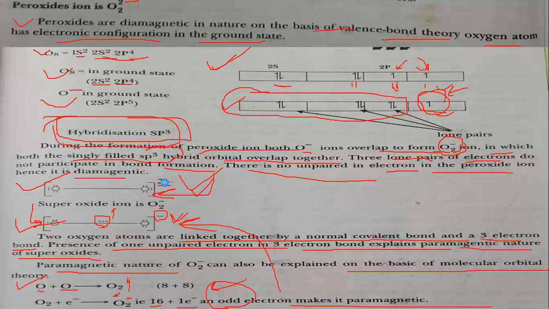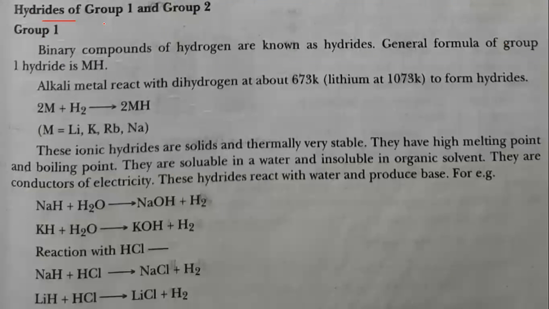Now, hydrides of group 1 and group 2. Hydrides are compounds where the element combines with hydrogen. Alkali and alkaline earth metal elements combine with hydrogen, and they form compounds called hydrides of those elements. Alkali metals react with dihydrogen at about 673 Kelvin, and lithium takes a higher temperature for the reaction to form hydrides. See here, these are the metals.